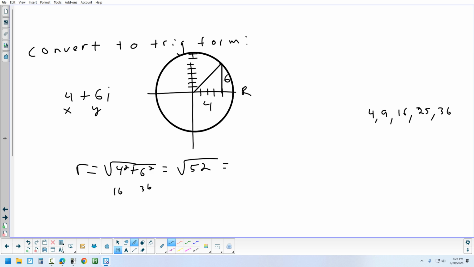I think this number goes into 52. 52 divided by 4 is 13. So when we break that up, it's going to simplify to 2 root 13.